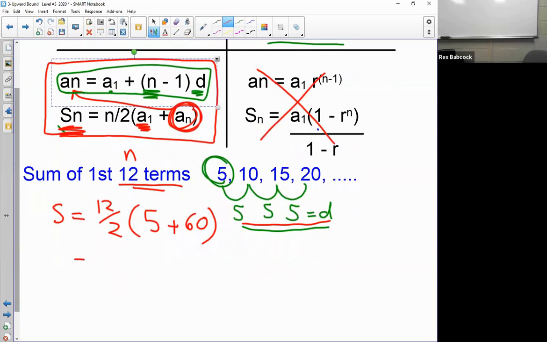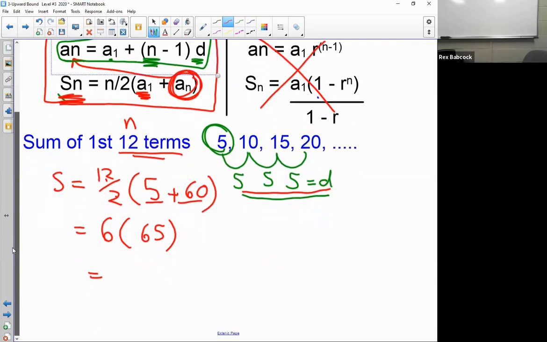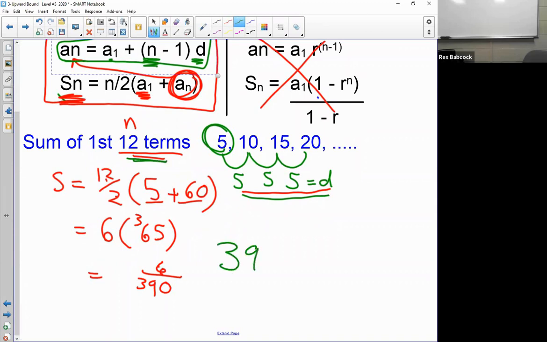Do the arithmetic. Half of 12 is 6. 5 plus 60 is 65. Six times 65. 6 times 5 is 30, carry my 3. 6 times 6 is 36, and 3 is 39. So the sum of the first 12 terms, I think, is 390. And again, I could have done that by hand. 12 is not too many, but if you want the sum of the first 1,000 terms, you certainly wouldn't do it that way. Questions there?